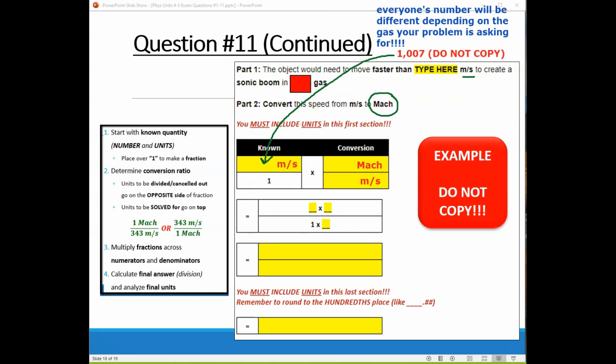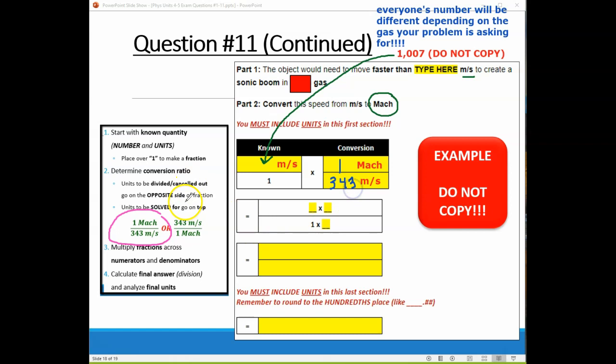Now for your conversion, remember that we talked about how there are two different conversion options. You can either do 1 Mach over 343 meters per second, or you could flip it and do 343 meters per second for every 1 Mach. Now taking a look here, I need the one that has Mach on top and meters per second on the bottom, right? So I need the one with 1 Mach on top, so I'll fill that in. And on the bottom, 343 meters per second.